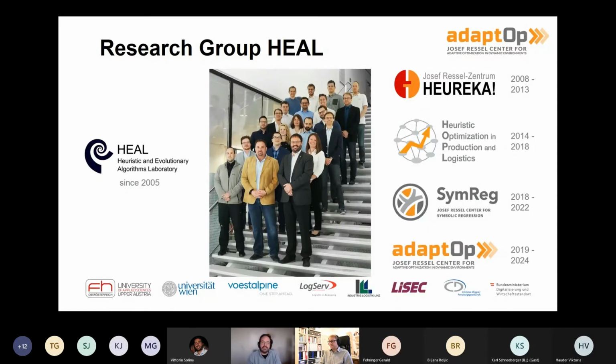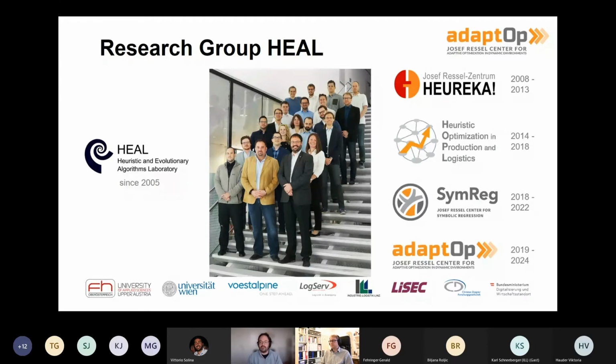And I show you this slide to give you the impression how we came to the motivation to apply for this new Josef Ressel Center and what we wanted to solve with this Josef Ressel Center. Because we focus on applying metaheuristics and applying optimization algorithms to production logistics problems since 2005. So already in the Josef Ressel Center Heureka, we applied metaheuristics to solve production scheduling problems, for example, or to solve layout planning and flow optimization problems.